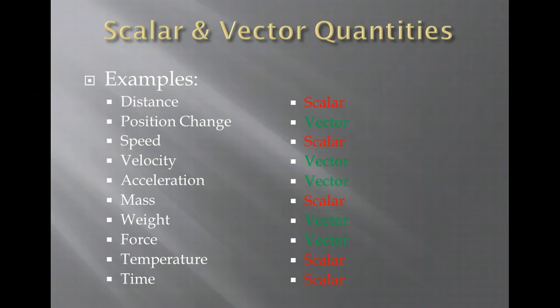quantity. In terms of position change, though, that is a vector quantity because you want to know how far you've moved from your previous position, as well as what direction you've moved. So that would be a vector.